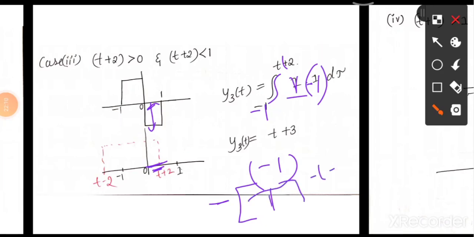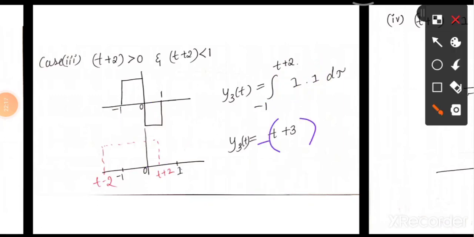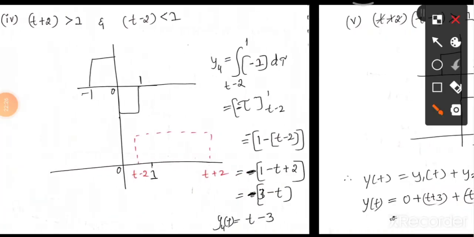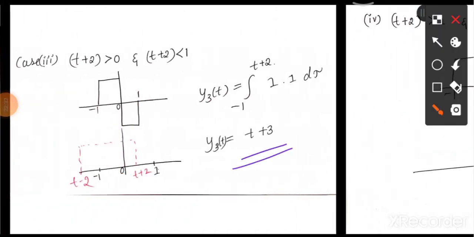Substitute the values t plus 2 to minus 1. When you substitute, you get minus of this signal, that is minus 3, and then plus 2. I have got this here. See, when you get a minus signal, you get a t minus 3 signal. So this should be the t minus 3 signal.